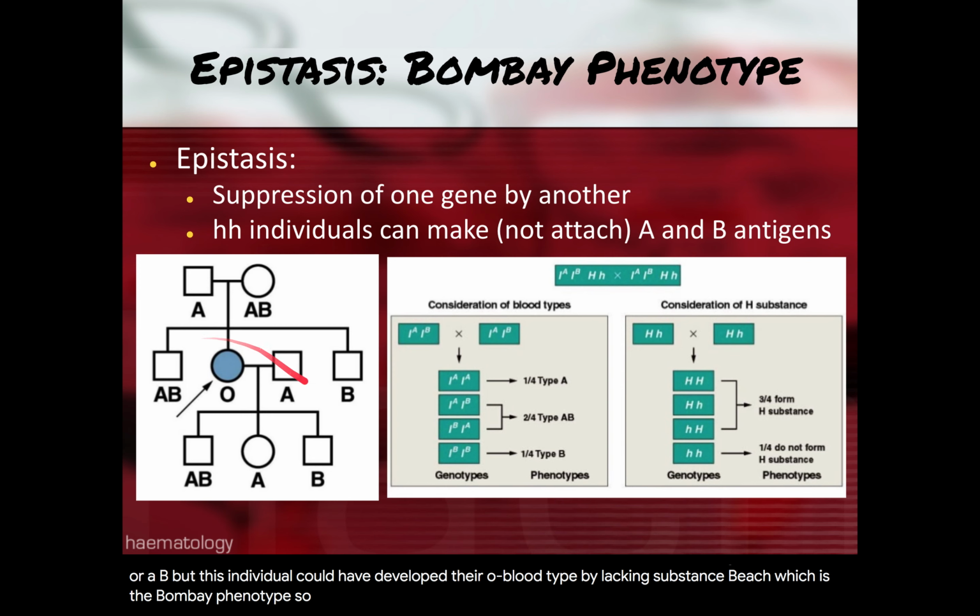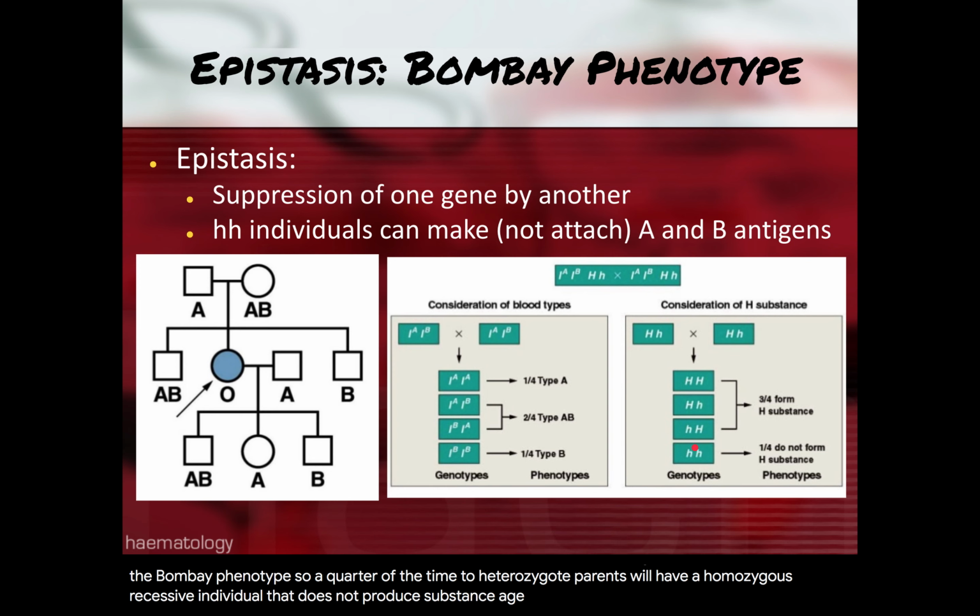So a quarter of the time, two heterozygote parents will have a homozygous recessive individual that does not produce substance H and will be type O by default. And this is called epistasis because your H substance gene trumps your ABO gene if you don't have H substance.